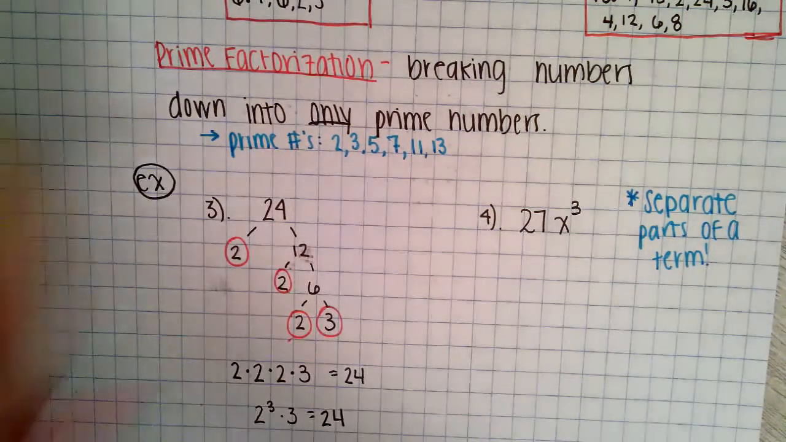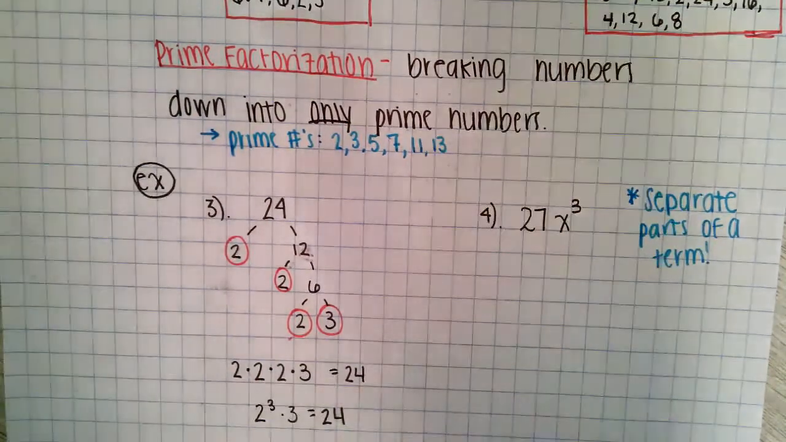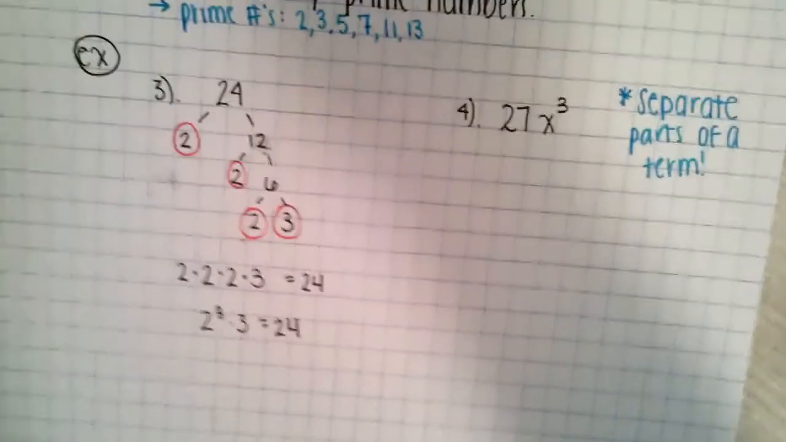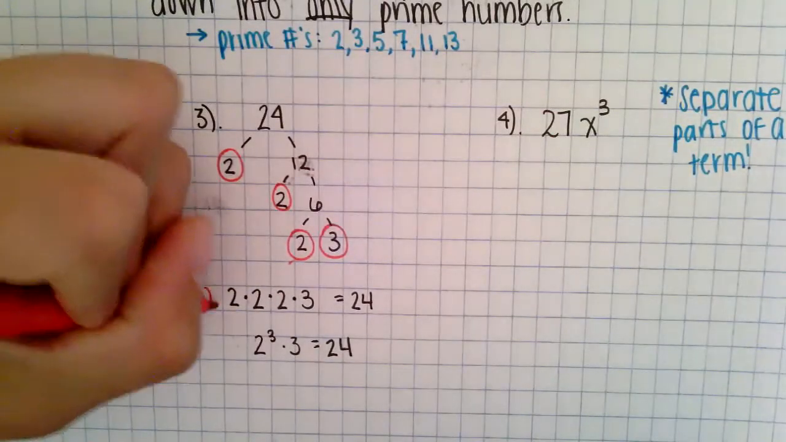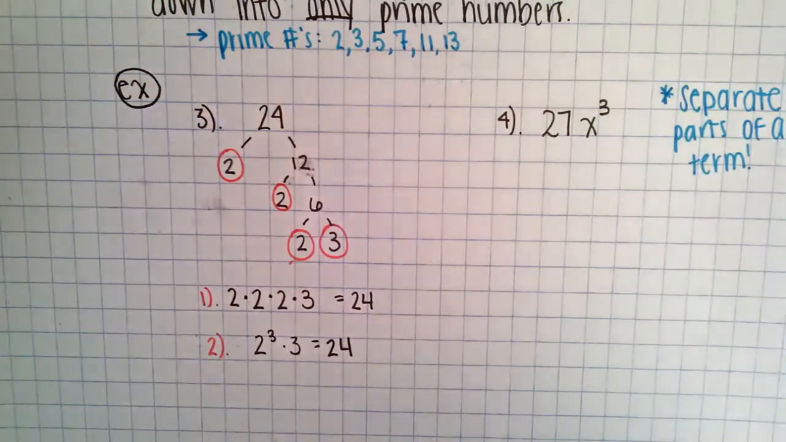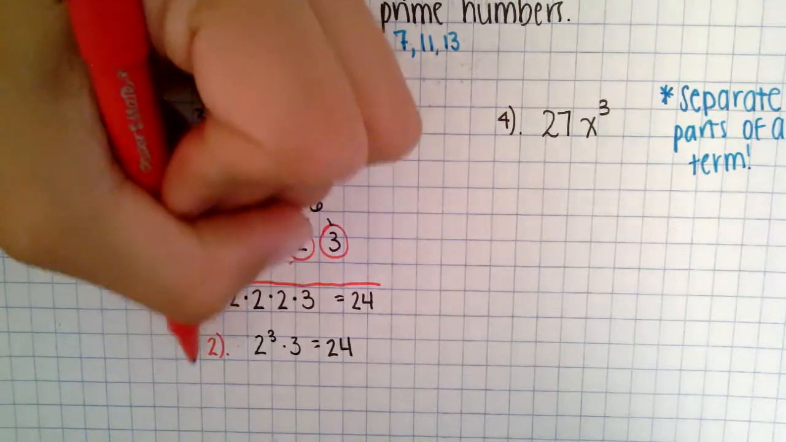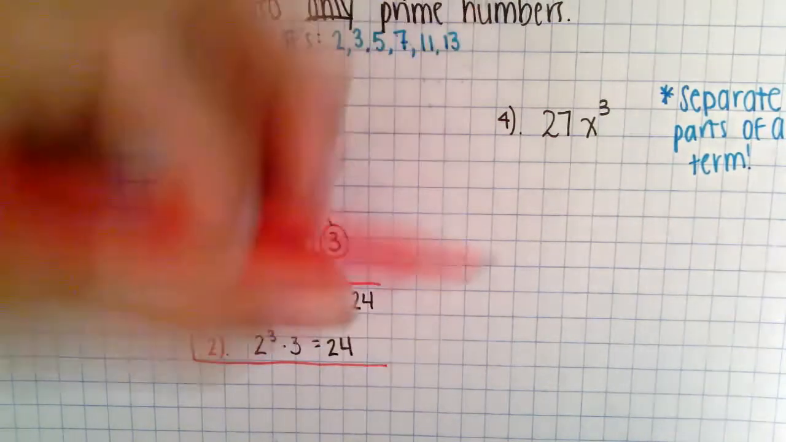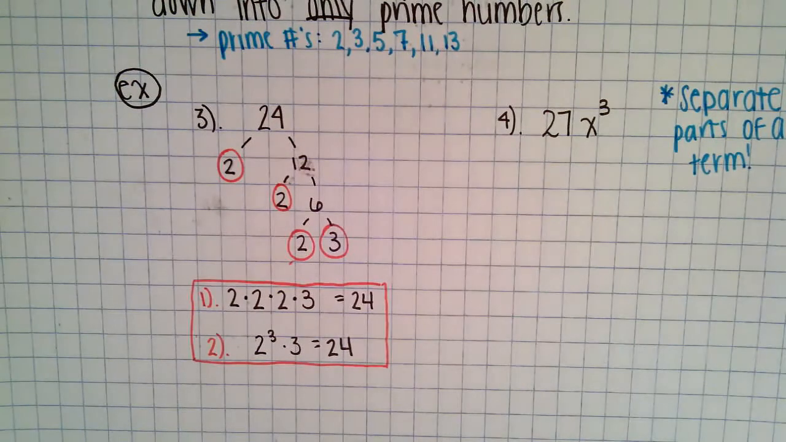For right now, I'm actually going to stick to this longer version. And that's because I think it helps a lot when we come to greatest common factor. But I would accept either answer 1 or answer 2. Both of those are correct. I'll draw a box. That's pretty much all you need to do.